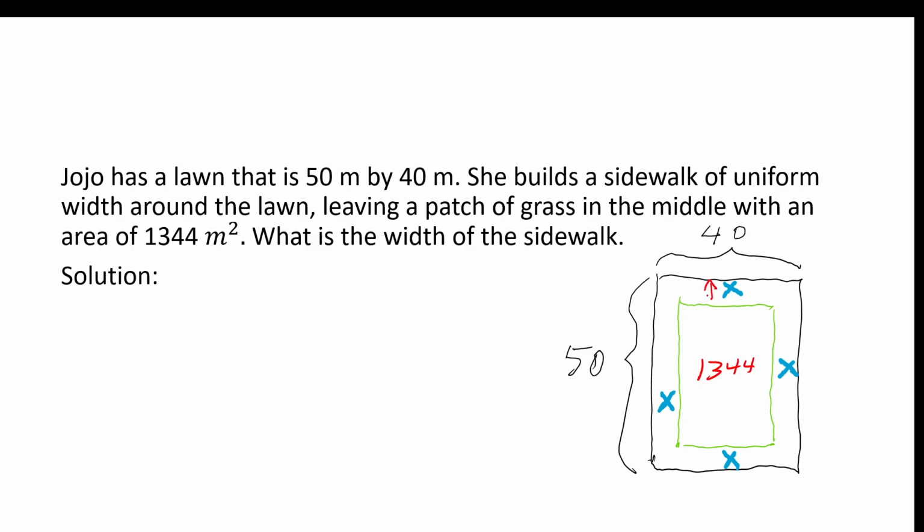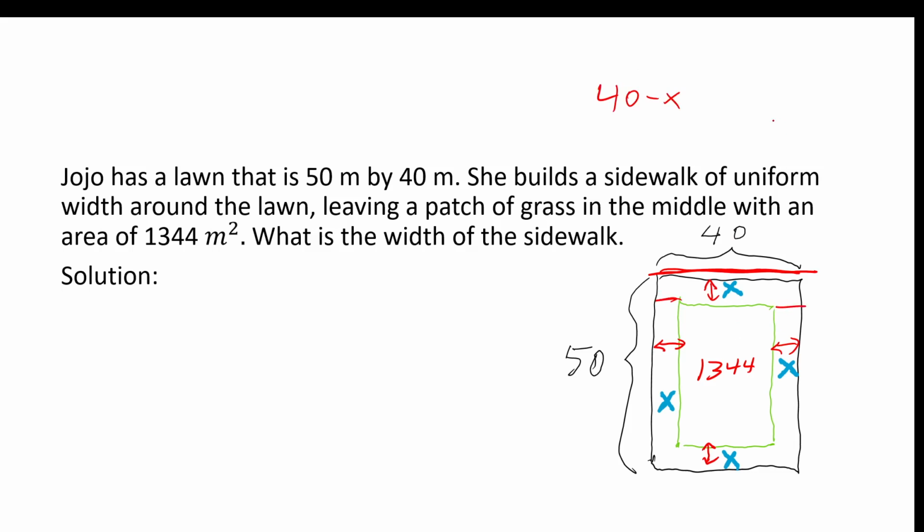A uniform width, what we're going to do is say let that uniform width be x. Uniform width means it's the same all the way around. Okay? And we're looking for what that width is. Now, let's think about this. If I have a length of 40 across the top, and I cut x off of one side, then what I have left is 40 minus x.